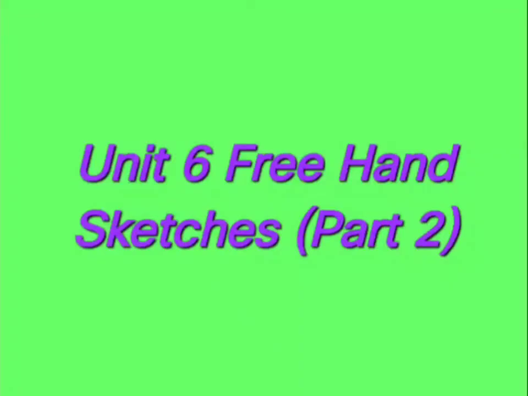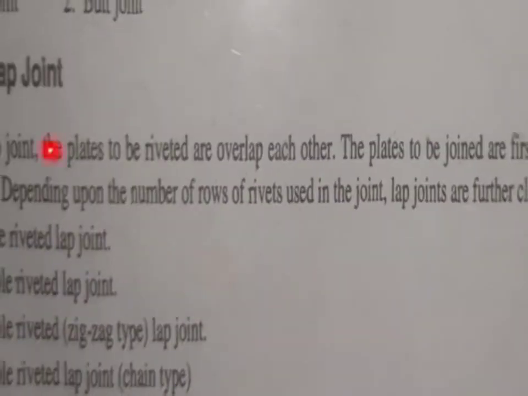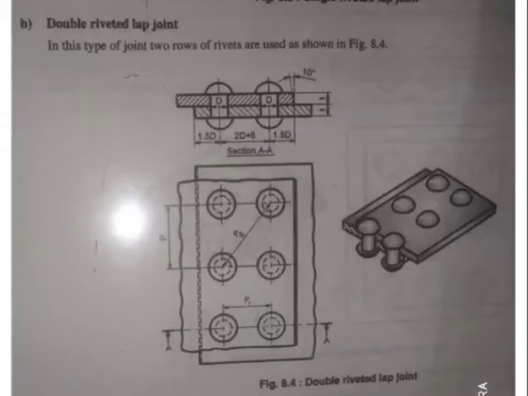Now the freehand sketches, that is riveted. In the last lecture we have seen riveting, the parts of the rivet according to the head of the rivet. We have seen the various types, its dimensions, shank and tail, and where it is used. And we have seen the single riveted lap joint and types of lap joint. Lap means the plates are overlapped on each other. Now we will look at the double riveted lap joint.